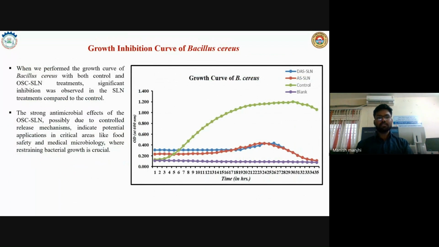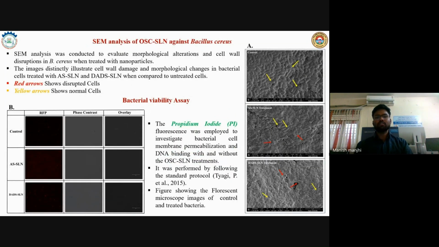This is the growth inhibition curve of Bacillus cereus. When we performed the growth curve of Bacillus cereus with both the control and the organosulfur compound encapsulated solid lipid nanoparticle treatments, a significant inhibition was observed in the solid lipid nanoparticle treatment compared to the control. Here, the strong antibacterial effect of the organosulfur compound encapsulated solid lipid nanoparticles is due to the controlled release mechanism. In this figure, the green dot shows the control and the purple shows the blank, whereas the diallyl disulfide and allyl sulfide solid lipid nanoparticles show very little growth. Bacteria treated with the allyl sulfide and diallyl disulfide solid lipid nanoparticles show comparatively less growth than the control, and slightly higher than the blank.